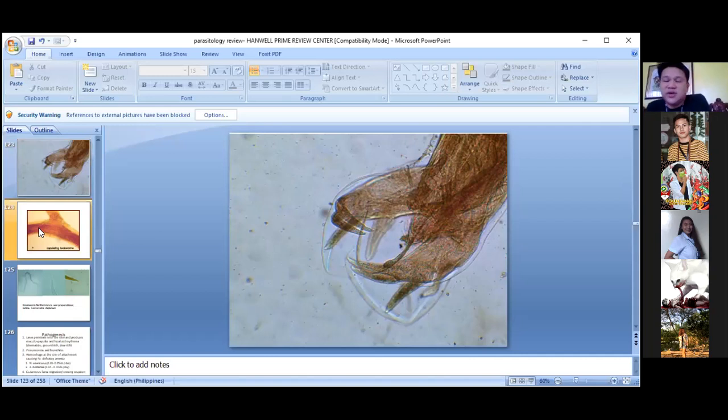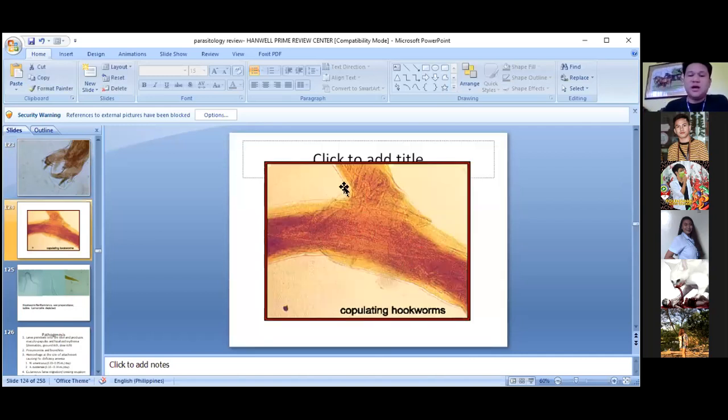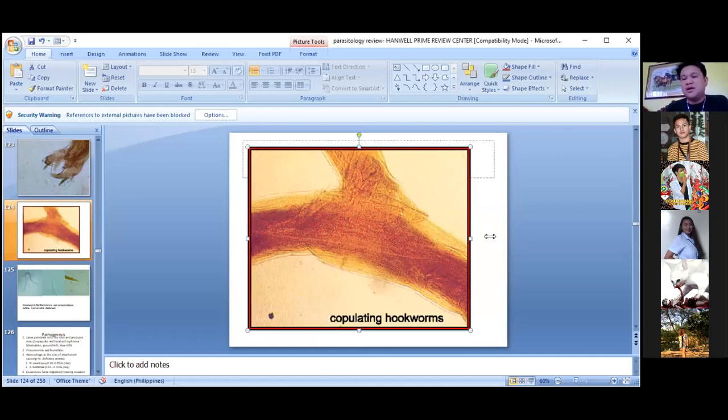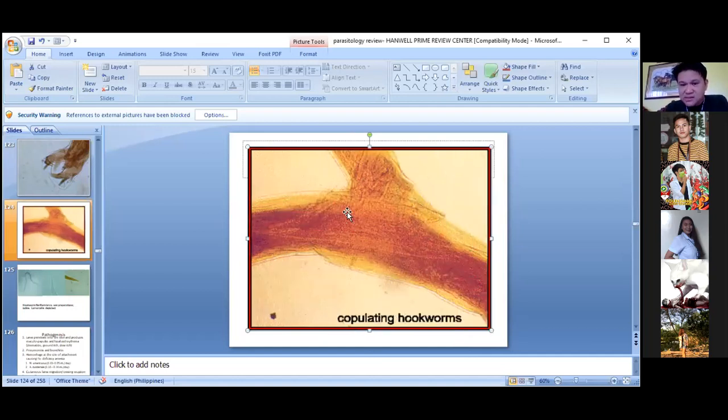Okay. This is your copulating worm. When the male and female parasite unite together, they will exhibit a Y-shaped sexual position. Of course, this is the female parasite, and since that is a female, the copulating organ would be your gynecophoral canal or your genital primordium. So ito siya, naintindihan? And then this one is your male, the posterior portion of the parasite united with the gynecophoral canal. So kaya tinatawag na Y-shaped position if they have sexual intercourse.